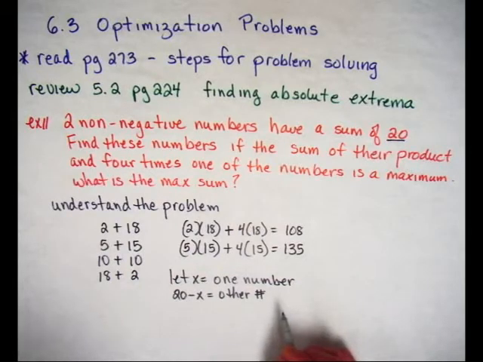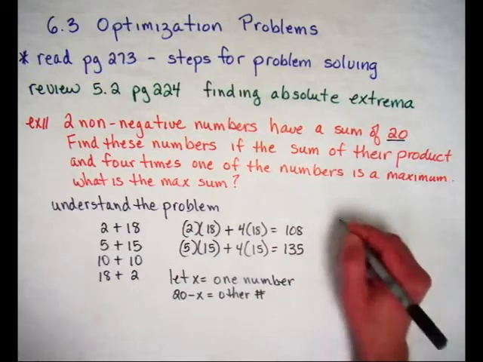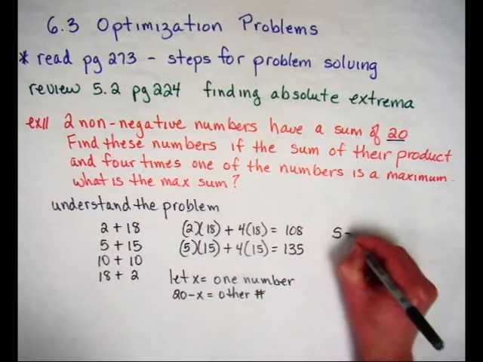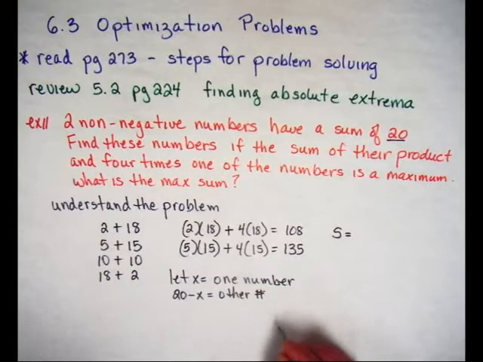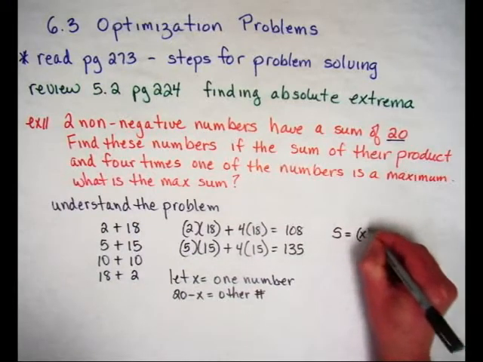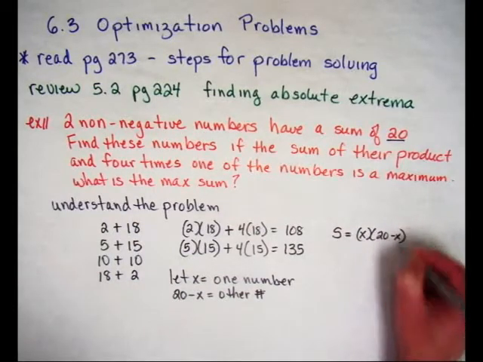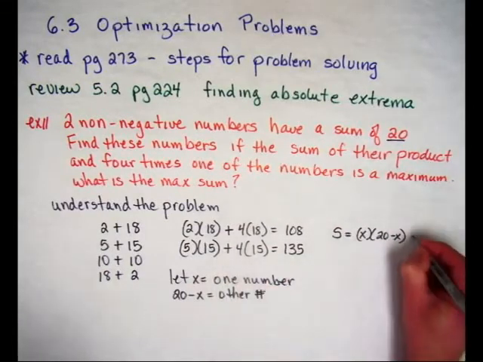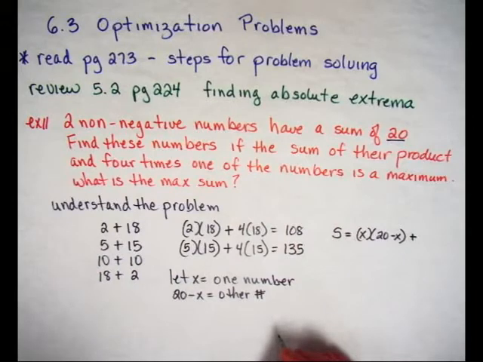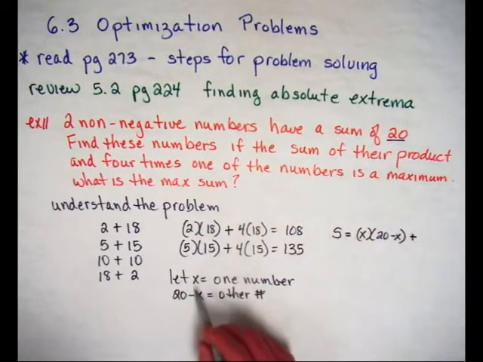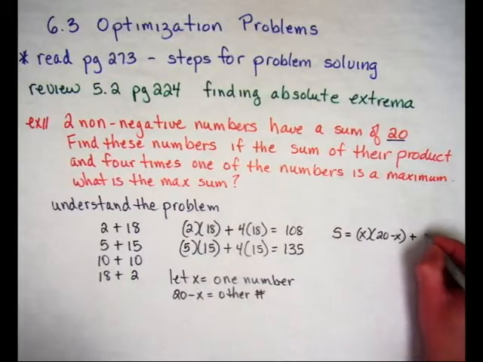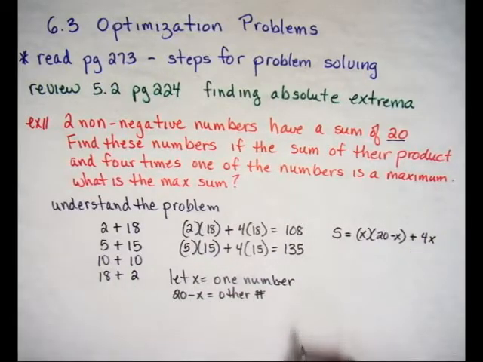Now the next thing to do is identify a formula for what you're trying to accomplish. You're trying to maximize the sum. So let's write a formula for that. The sum is equal to, now what did I do to find the sum? I took the two numbers and multiplied them together. Well, my two numbers are x and 20 minus x. And then I added that plus 4 times one of the numbers. Now, it doesn't really matter which one we pick. It makes sense mathematically to pick the x. It's easier to work with. So plus 4x.